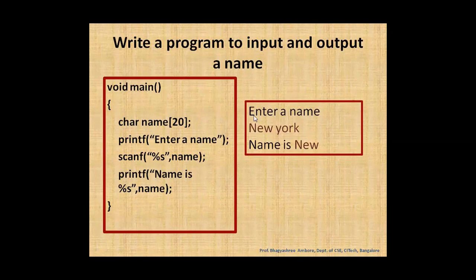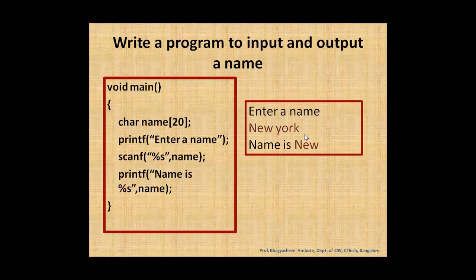How the output looks is almost like this. Enter a name. It's New York that I have entered. But what is this? Only "New" is printed. What about the rest? Whenever you are using scanf, the values are separated by space.